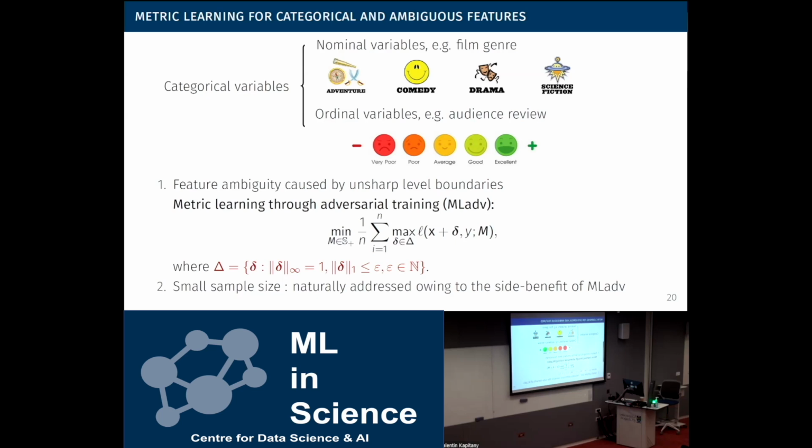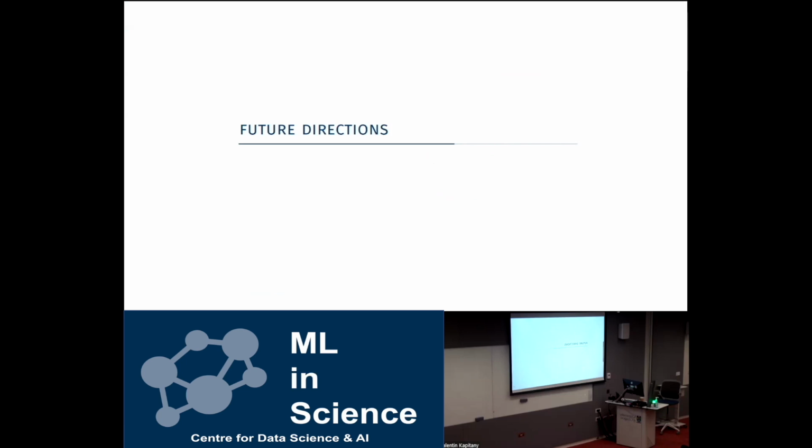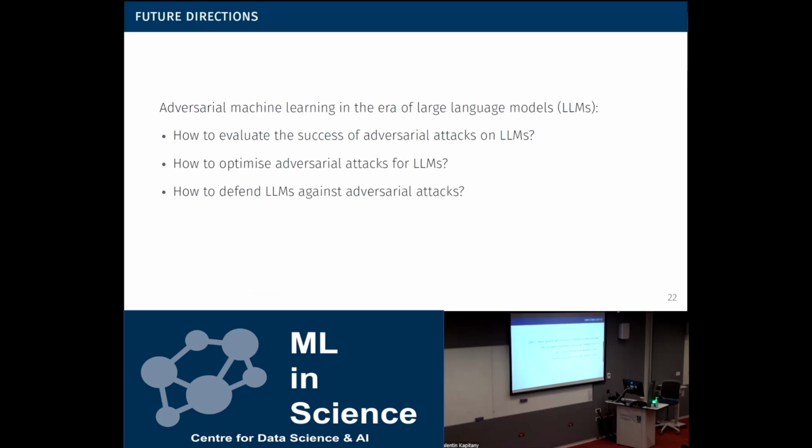And also, with the small sample size, once you train it, we will show that it also helps to reduce the requirement for sample size. I will just end my slide by talking about what is going on in the field and what the future direction is. It should be no surprise that everyone now starts to work more on large language models. And in large language models, if you do an adversarial attack, there are a few challenges.